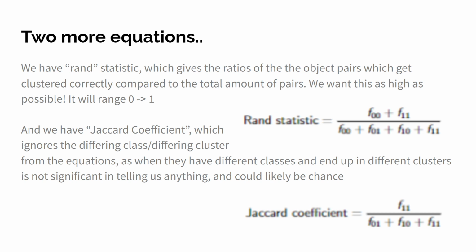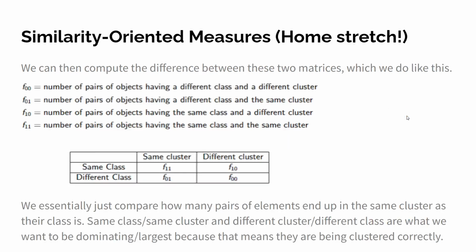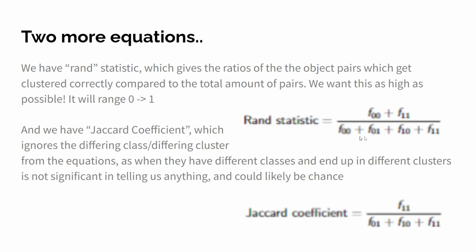We just have two equations, one called the Rand statistic. And the Rand statistic is giving us the ratio of the object pairs which got clustered correctly. So that's F00 and F11. Remember, these are correctly classified ones. Same class, same cluster, or different class, different cluster. Out of all of them summed together. So this is how many pairs we have. This is how many correct pairs that got correctly classified, and we call that the Rand statistic.